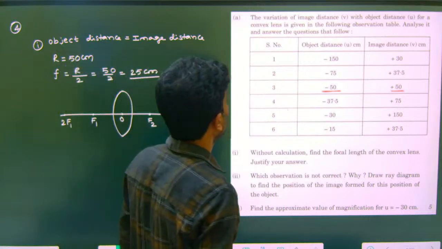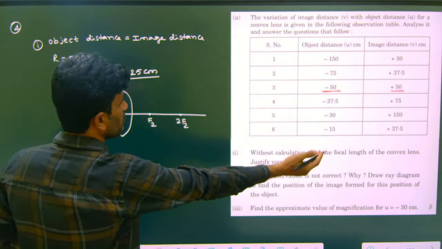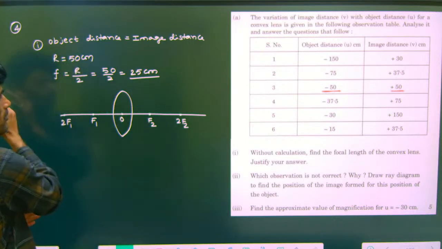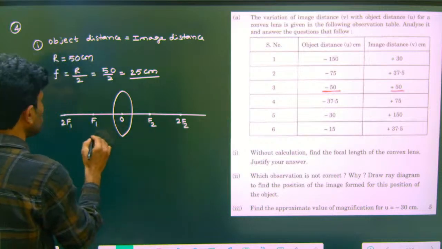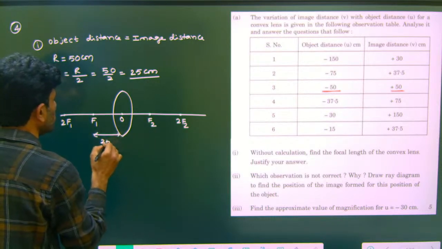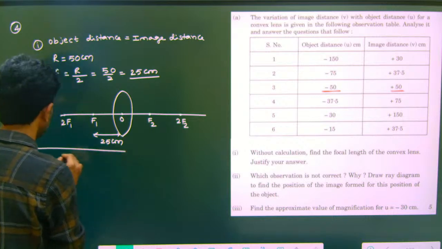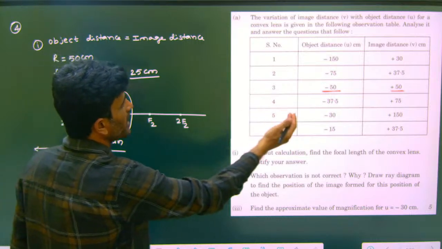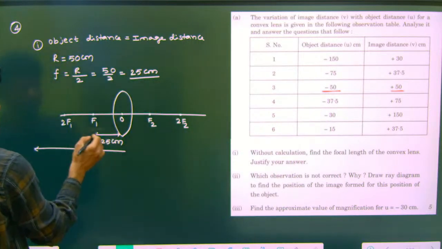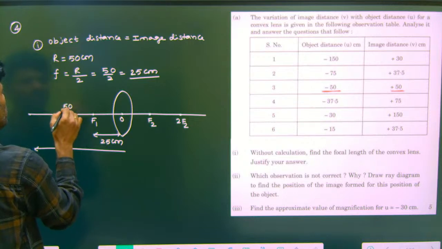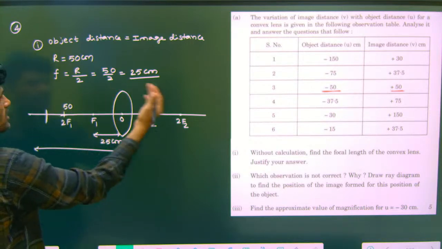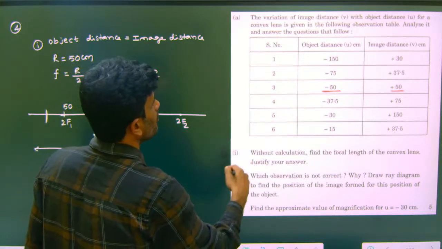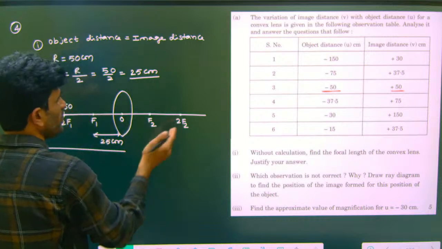In the first case, object is at minus 50, image is on the other side, plus 30. That is correct. When the object is at minus 150, it is very far away. We already know the focal length we got is 25 centimeters. So 150 means somewhere on this side, and that is true. Second one, minus 75 centimeters, again this side only, beyond 2F1, the image is between F2 and 2F2, that is also true. The third one, exactly 50, is true.